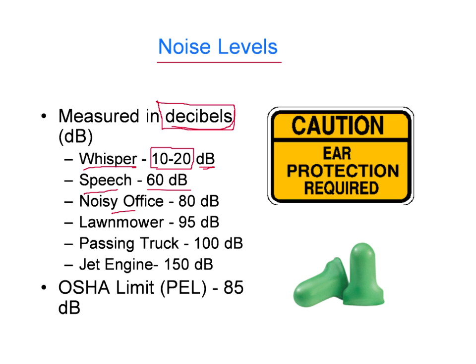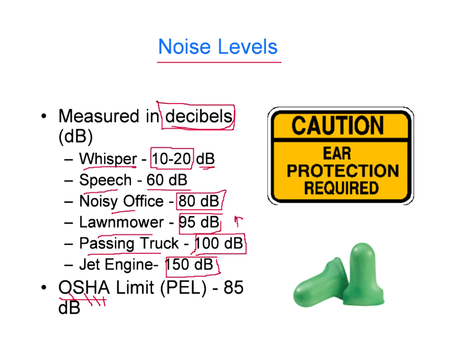Very slow sound. Speech, normal speaking. What I am speaking is maybe around 60 dB. Noisy office, a little increased, 80 dB. And lawn mower, 95 dB. It means the sound level is increasing again and again. Passing trucks, when some truck is passing, it gives a sound of 100 decibels. Jet engine in a flight gives 150 decibels.